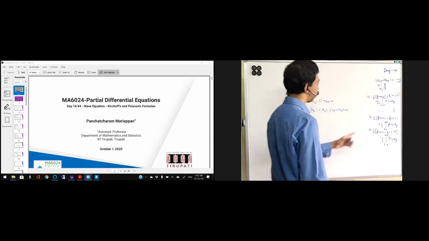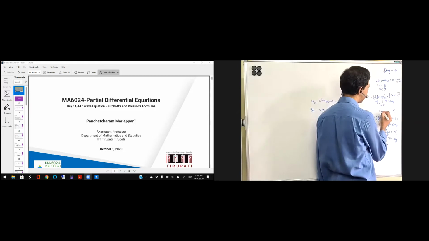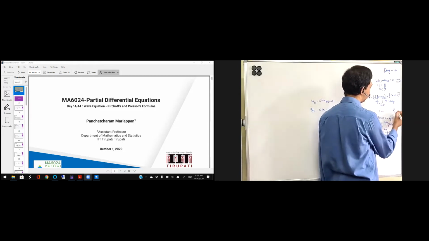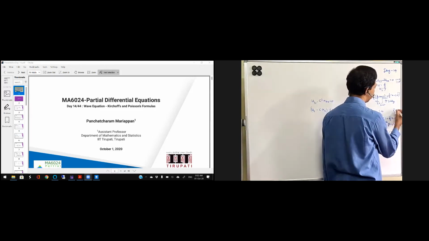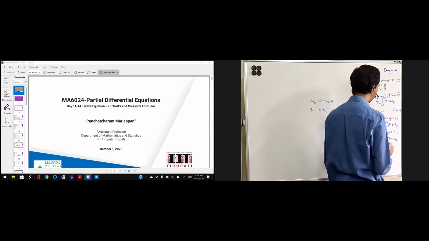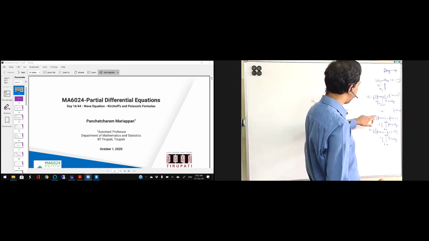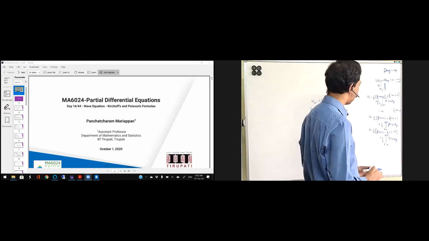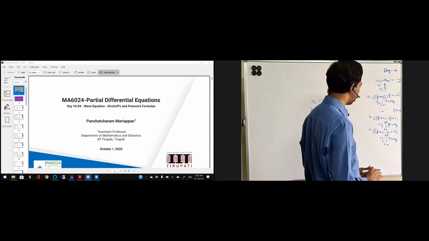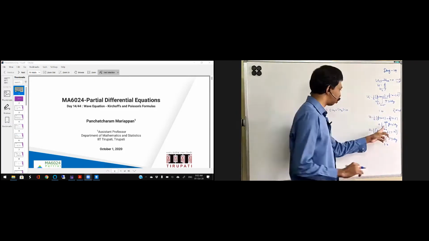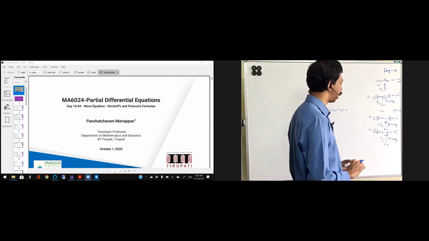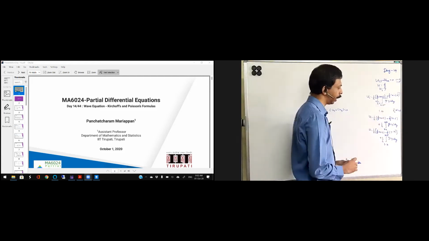And if I just assume that c equal to 1, in particular, on R cross (0, infinity), then in that case you will get two kinds of things. One is half into f of x plus t plus f of x minus t, plus, since c is 1, 1 by 2 times the integral from x minus t to x plus t of g of y dy. So this is on the right half.